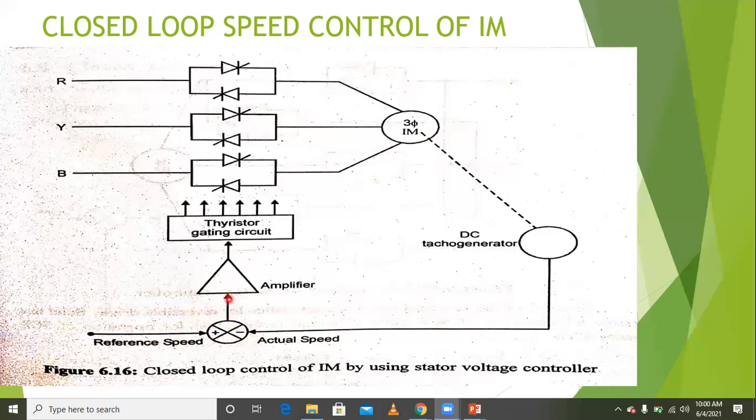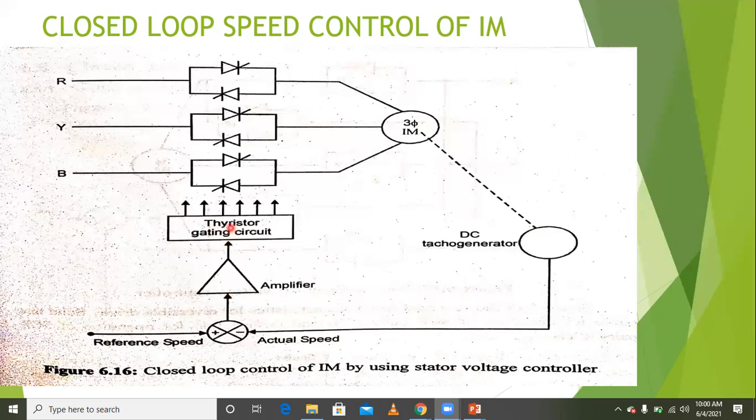That error signal voltage is fed to the amplifier, and the amplifier amplifies the voltage. Reference speed minus actual speed is called the error signal speed, which is proportional to the voltage. That voltage is fed to the amplifier, amplified by the amplifier, and fed to the thyristor gating circuit.